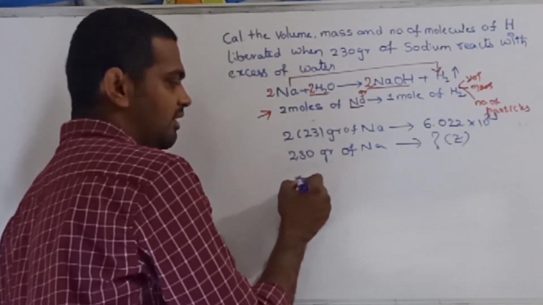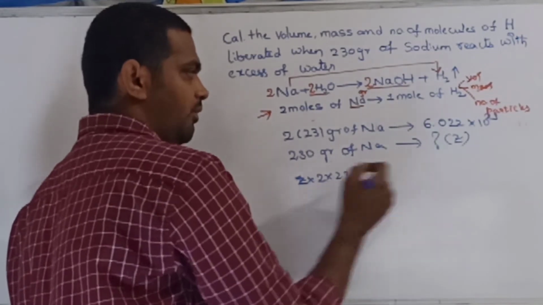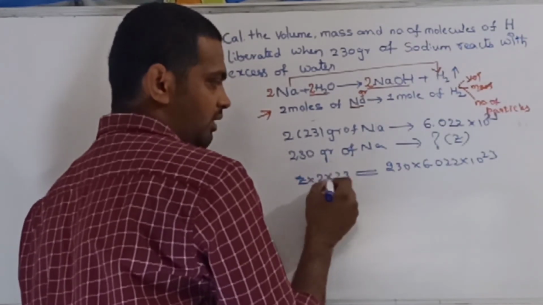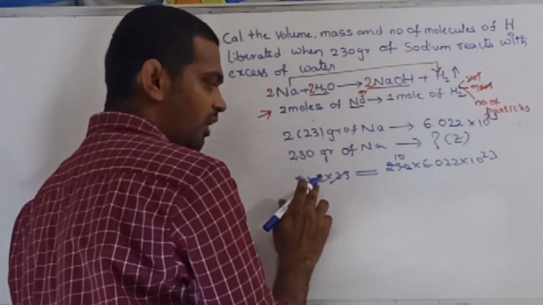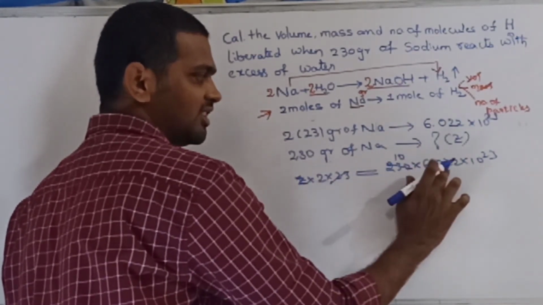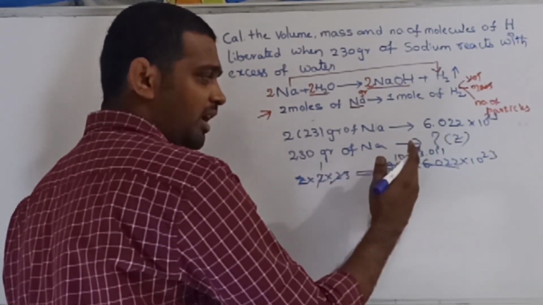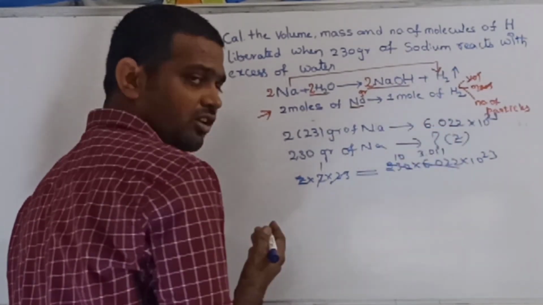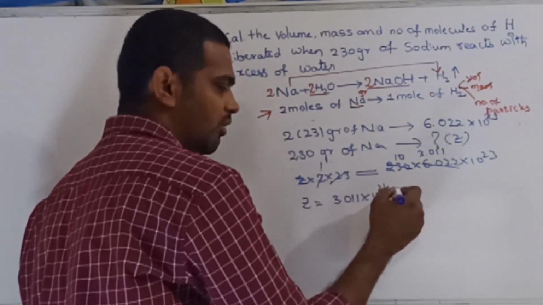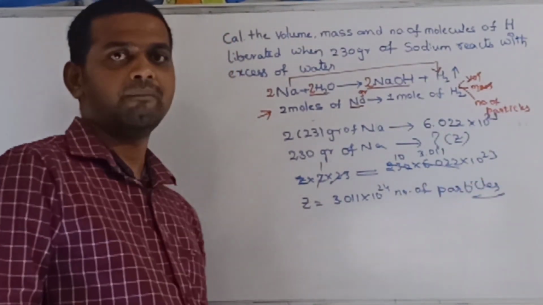Now do cross multiplication. z multiplied by 2 into 23 grams is equal to 230 into 6.022 into 10 to the power of 23. So this 23 ones are 23, this 23 tens are 230. Don't strike out this 2 with 2 and 10. Just strike out this term and the 6.022 term. 2 ones are 2, 3.011 twos. Here 10 is multiplied by 3.011 into 10 to the power of 23. Then z will be equal to 3.011 into 10 to the power of 24 particles liberated. Thank you.